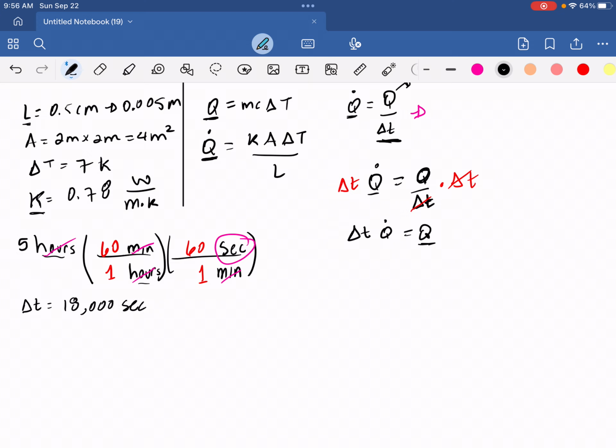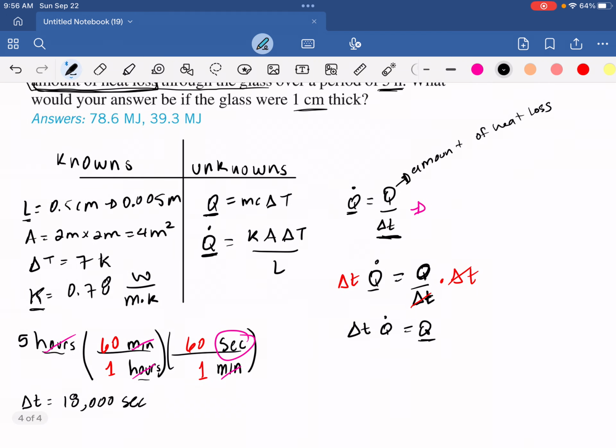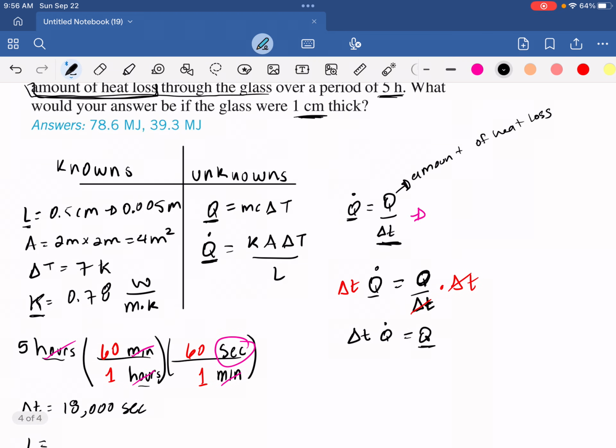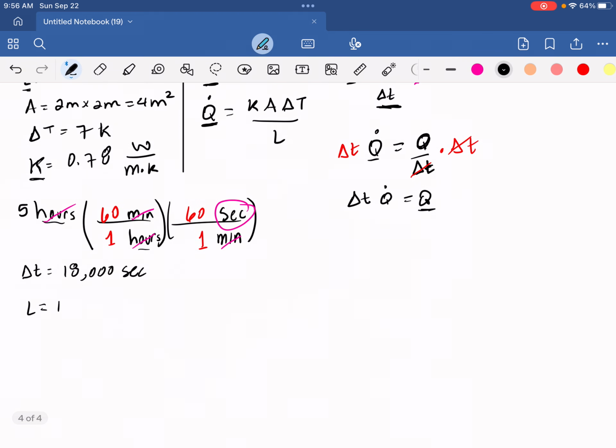Okay, what else do I need to know? No, I think that's it. Oh, the other one. Let me convert this right now. That's going to be for the second part. In this case, I'm given 1 centimeter. But again, if I divide by 100, that's just going to become 0.01 meter.